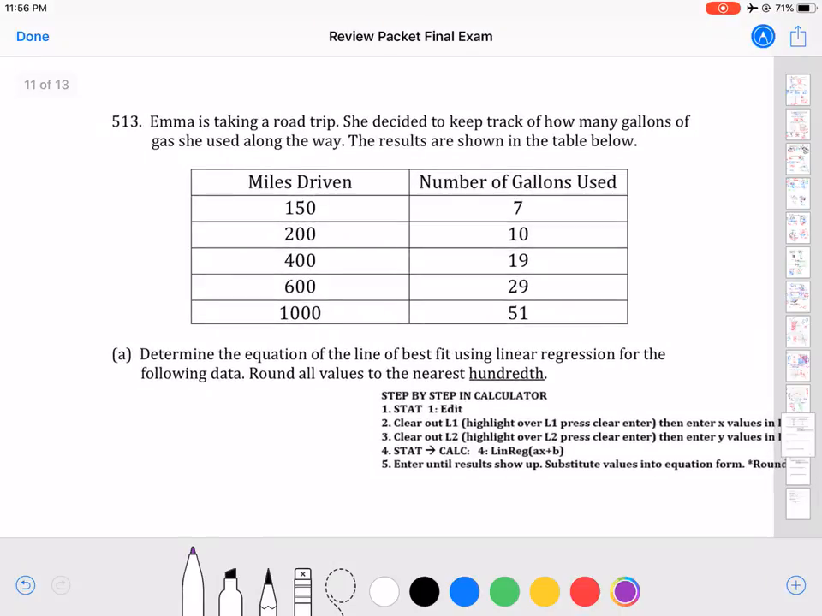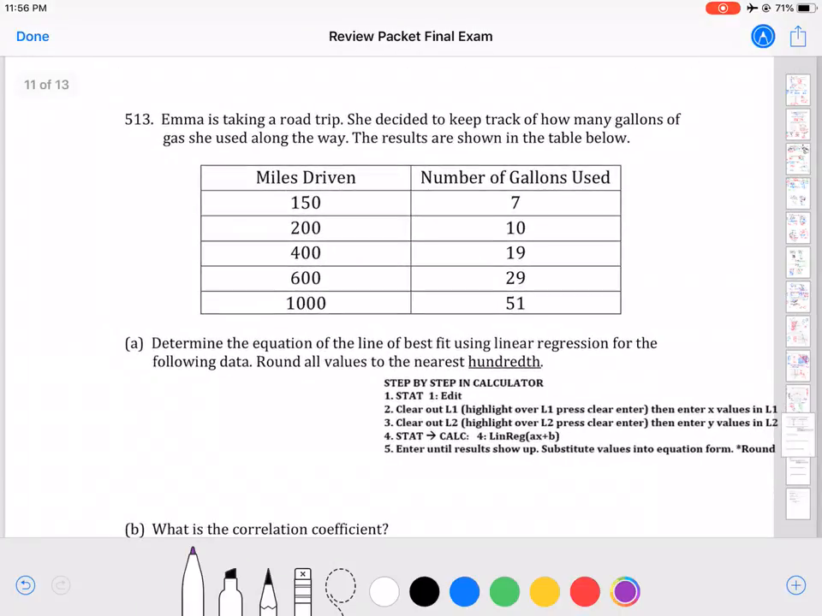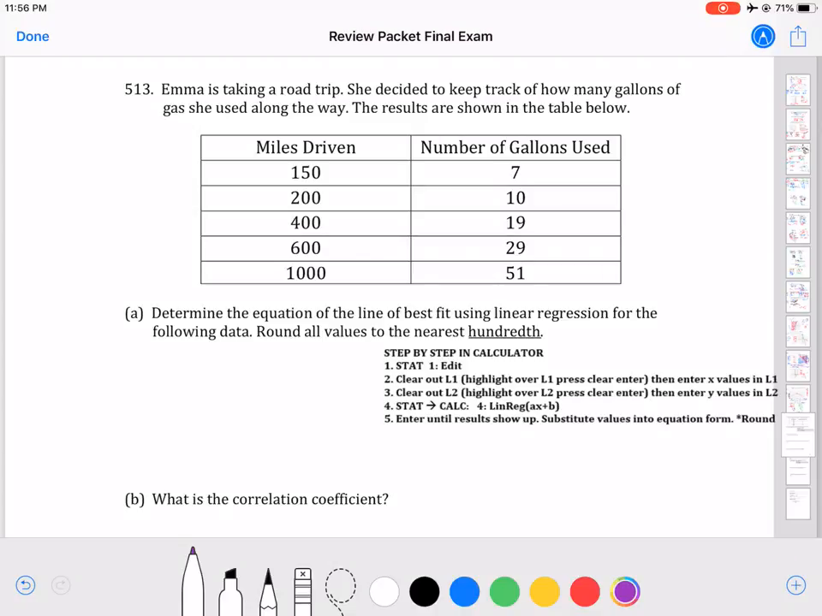All right, moving right along. So these ones are the step-by-steps where you really need your calculator to show all your work for this. So 513 says Emma is taking a road trip. She decided to keep track of how many gallons of gas she uses along the way. The results are shown in the table below. So this is going to be your x values and your y values. X is always on the left and y is going to be on the right. That makes this your list 1 and your list 2.